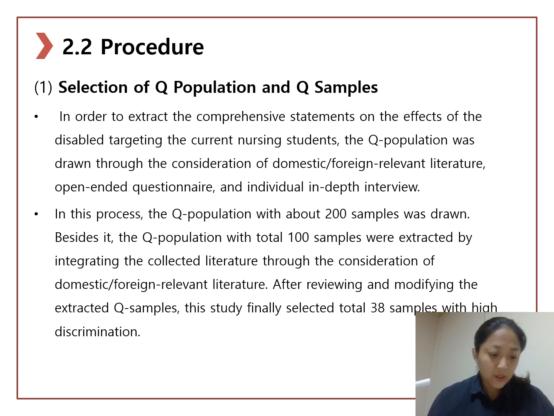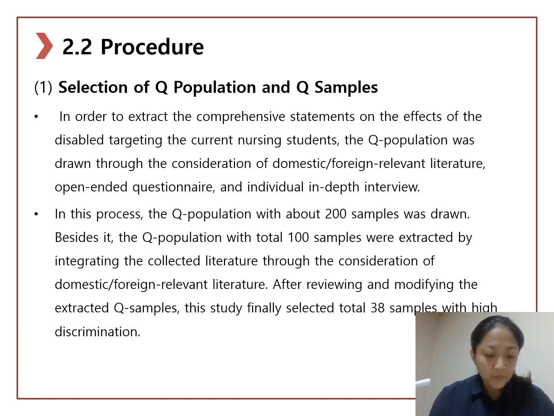In order to extract comprehensive statements on the disabled targeting the current nursing students, the Q population was drawn through the consideration of domestic and foreign relevant literature, open-ended questionnaire, and individual in-depth interview. In this process, the Q population with about 200 samples was drawn. Besides it, the Q population with a total of 100 samples was extracted from the collected literature through the consideration of domestic and foreign relevant literature.